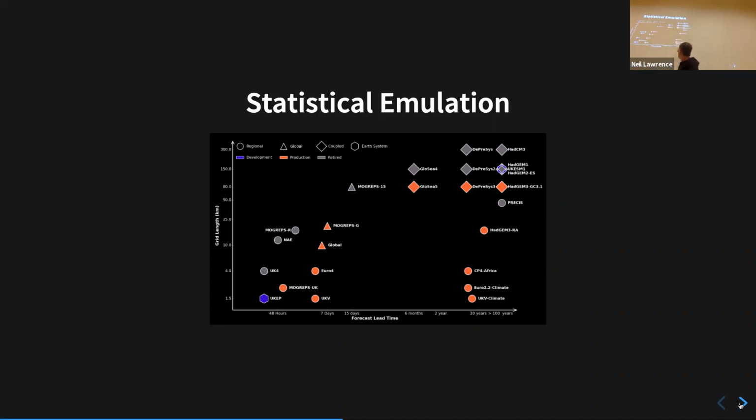So you're going up to 20 to 100 years here, and here you're down at 48-hour lead times. And here you're going from 1.5 kilometers. I think the new supercomputer will be down to 800-meter grids in the UK. And then you're going up to 300-kilometer grids at the top. You're sort of finishing at the top right there, which I think is disused. I think the color gray means retired. You see a retired model that was forecasting out 100 years in 300-kilometer grids.